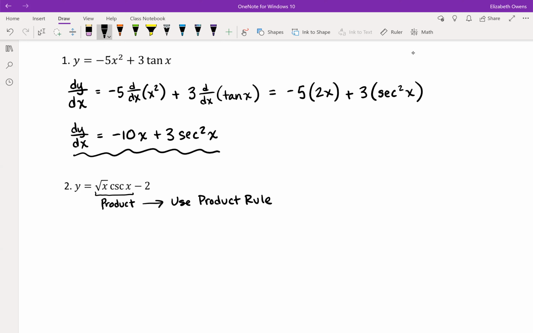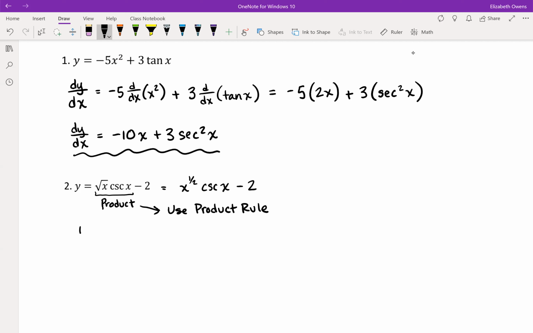All right, so to use our product rule, we know we will have to end up taking the derivative of each one of those functions. So for starters, it might be a good idea to rewrite our function here with a rational exponent instead of that square root as it's currently written. Okay, so I'm going to do that here. Let's make that x to the 1/2 times cosecant x, and then minus 2. I think that'll make things a little nicer for us.